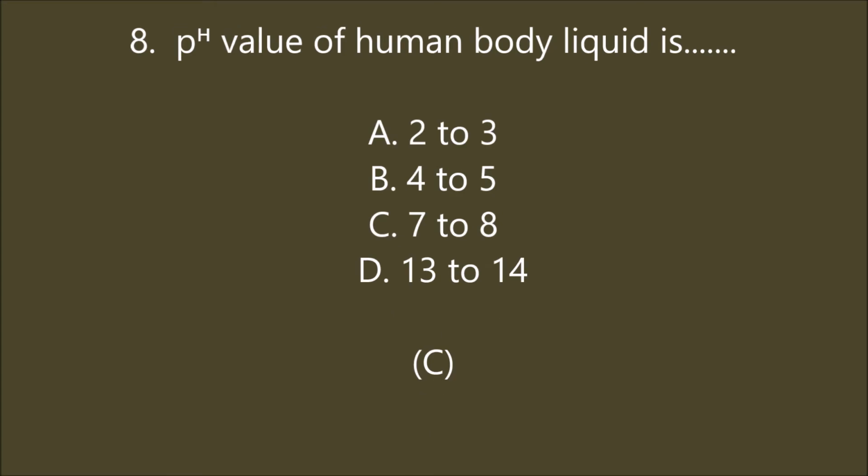The pH value of human body liquid is 2 to 3, 4 to 5, 7 to 8, 13 to 14. C is the right answer, that means 7 to 8. Human body liquid means human blood. So it has a pH value in between 7 to 8. Next question.